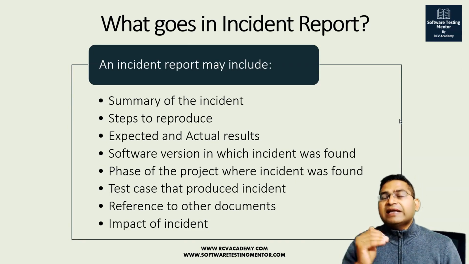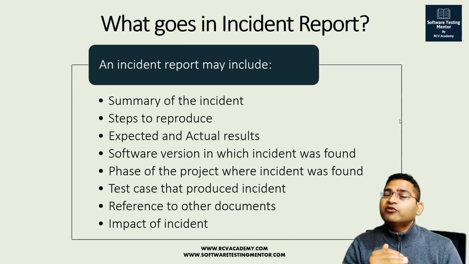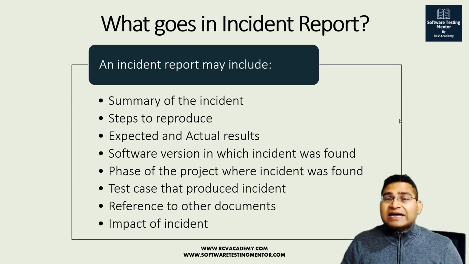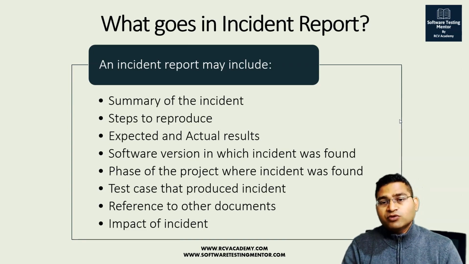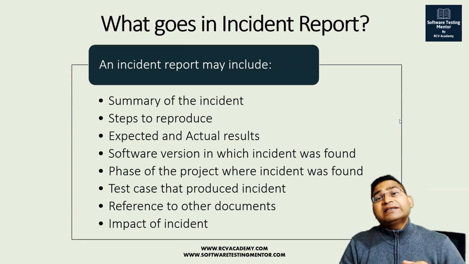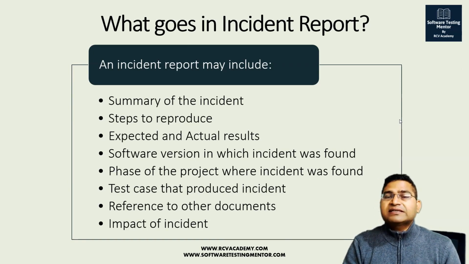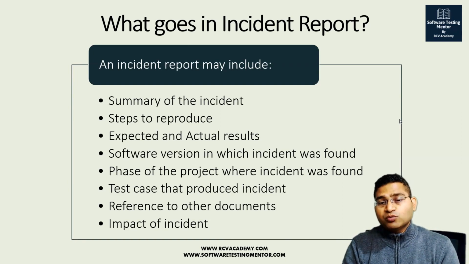Then expected and actual results need to go, right? What was expected when somebody performs these steps, but what was the actual result in that particular case? That needs to go into the incident report. Then the software version, very important, the software version where the defect was found, the phase where the incident was found, the test environment that was used to run this particular test case, and which test case was being executed when this defect was found or incident was raised.